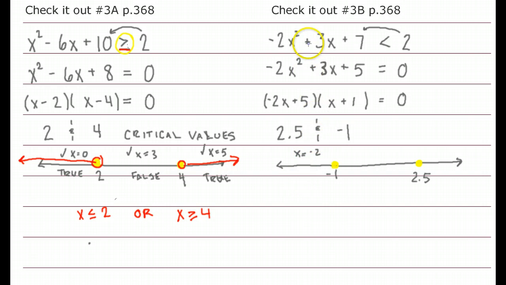So what happens when you put -2 in for x in the original? Okay, well, if you square -2, you get 4. And if you multiply 4 by -2, you get -8. Plus 3 times -2, well, that's -6. Plus 7. And we're looking to see if all that is less than 2. Okay, -14 plus 7 is -7, and -7 is certainly less than 2. So that is true. This is true out here.